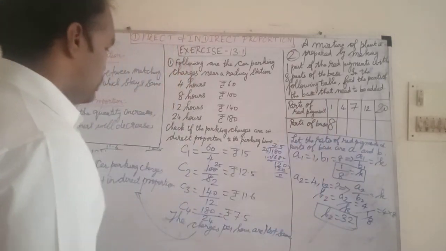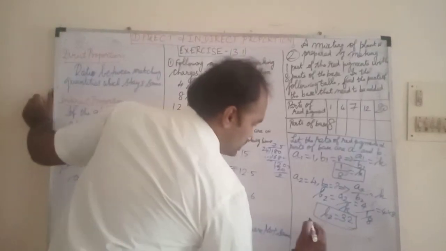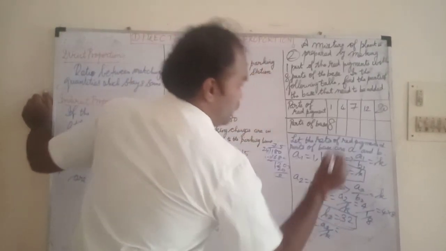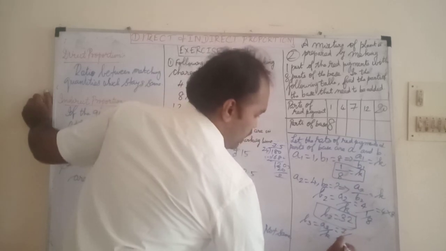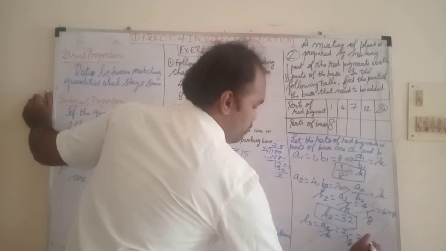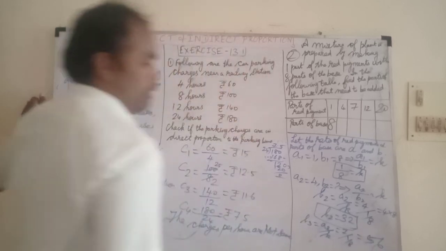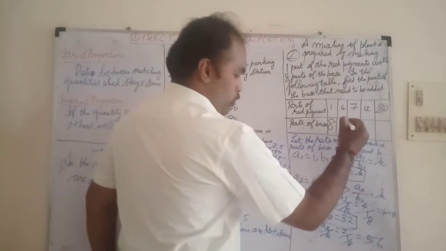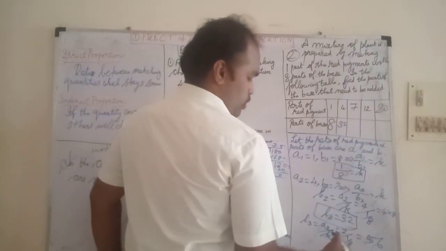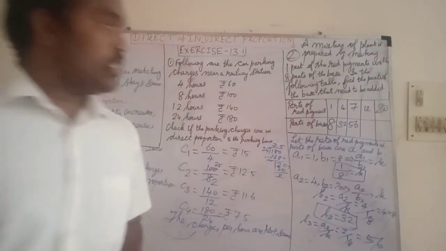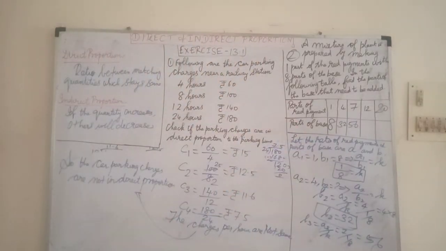The next thing is B3. B3 is A3 by K. A3 is 7. K is 1 by 8, so 8 by 1 it will come. So B3 is 56. So B2 value is 32 and B3 value is 56. Likewise, you do it for 12 and 20, and all the values will be obtained.